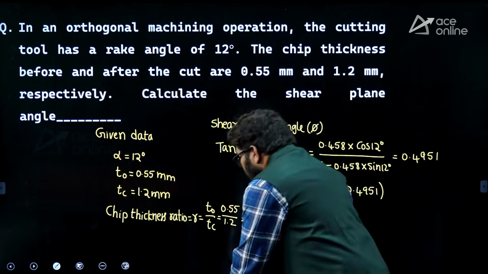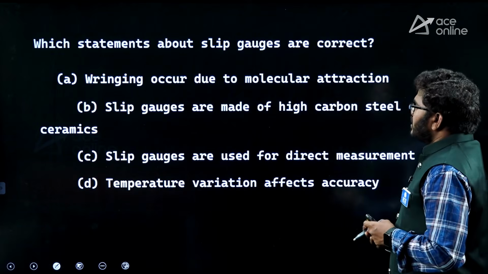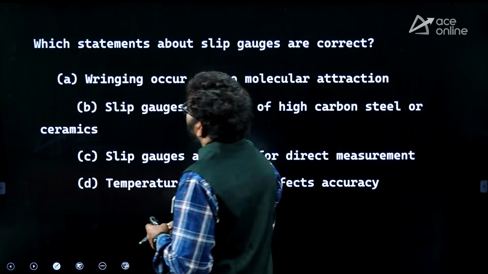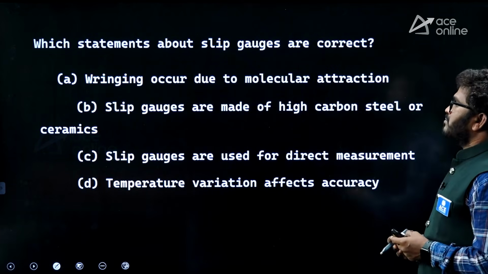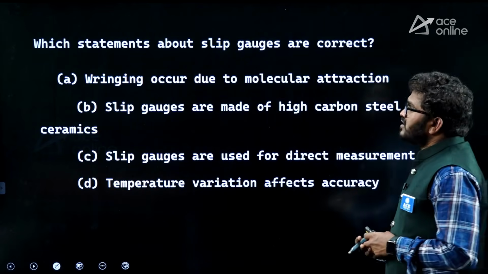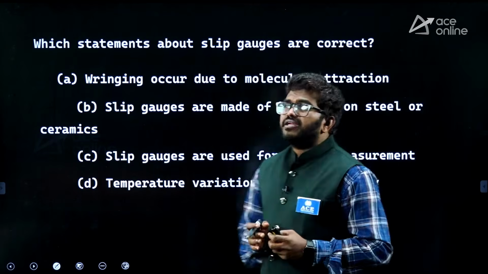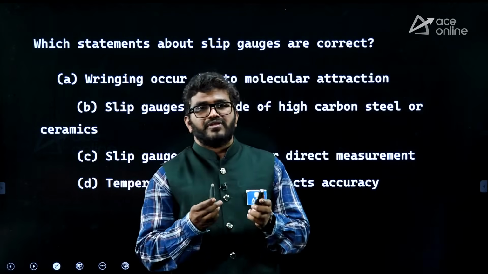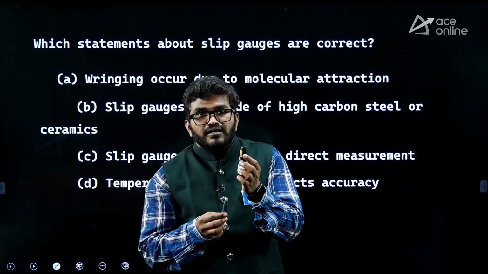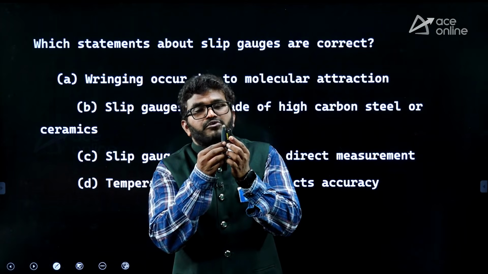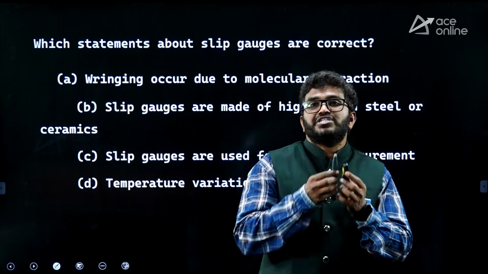Now, let us consider the next question. Which statements about slip gauges are correct? See, ringing occurs due to molecular attraction. What do you mean by this? Suppose I take two slip gauges. If I attach both, they will not slide. Because there is a molecular attractive force between the two surfaces, they are going to stick to each other.